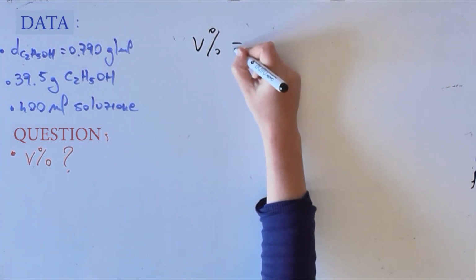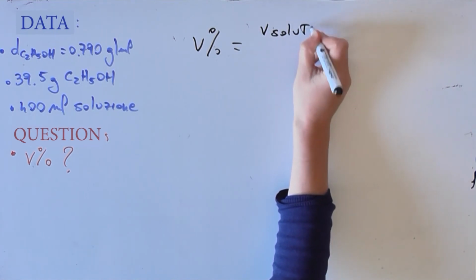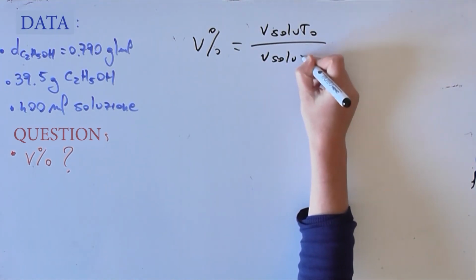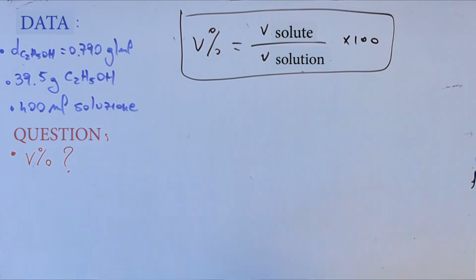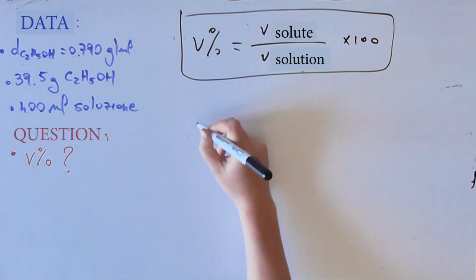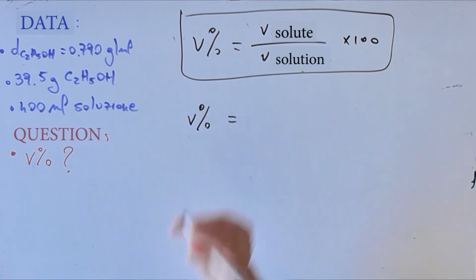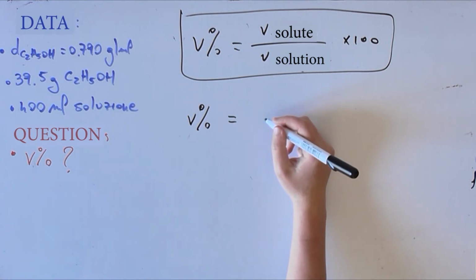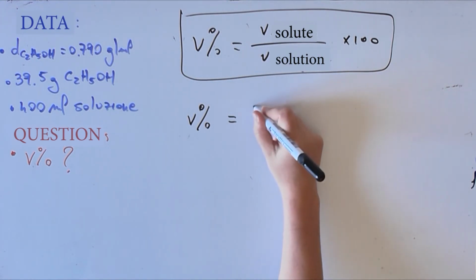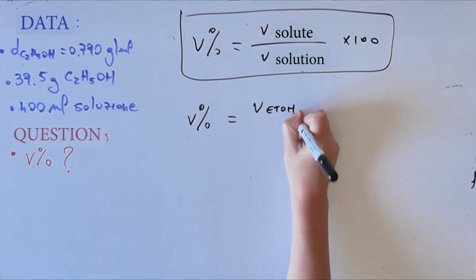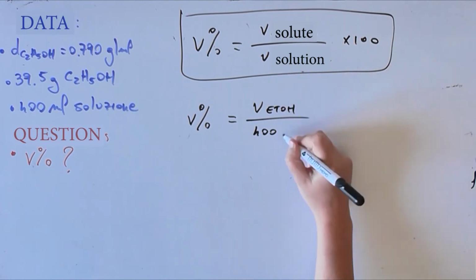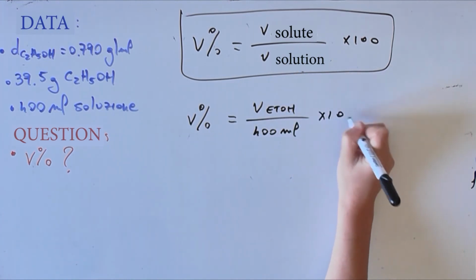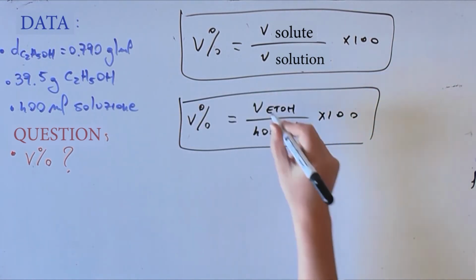So let's write our formula. Volume of solute divided by volume of solution times 100, it's our definition. As usual, let's see what we have and what we do not have. The percentage by volume is our unknown quantity. Then the volume of ethanol, so the volume of solute, is something we don't know directly, but we know the volume of solution, which is 400 milliliters, times 100. So that's the data we have.